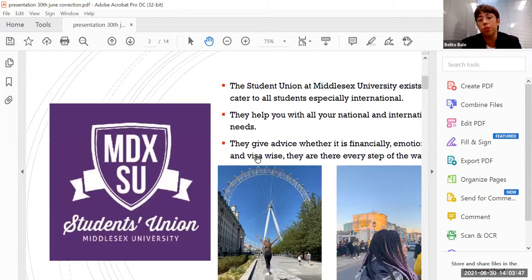Here's a little description of what the SU is. It exists to support all students, including international students. We have a lot of resources and support staff who support international students through their time at Middlesex. We've got an advice service, which I'll talk about later. We also make sure there's information for you on how to support yourself emotionally, what to do with your finances, and what to do when you first move here, like banking. We send out lots of resources when you first join in September, and we have a lot of things that you can get involved in.